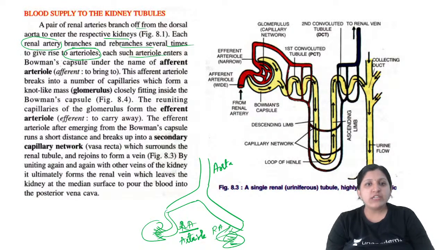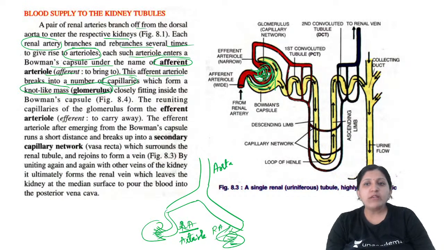Each such arteriole enters the Bowman's capsule, as we have seen. This is called the afferent arteriole. The afferent arteriole breaks into a number of capillaries. You can see it further dividing and forming capillaries, which form a knot-like mass that we call the glomerulus. This glomerulus is closely fitting inside the Bowman's capsule.